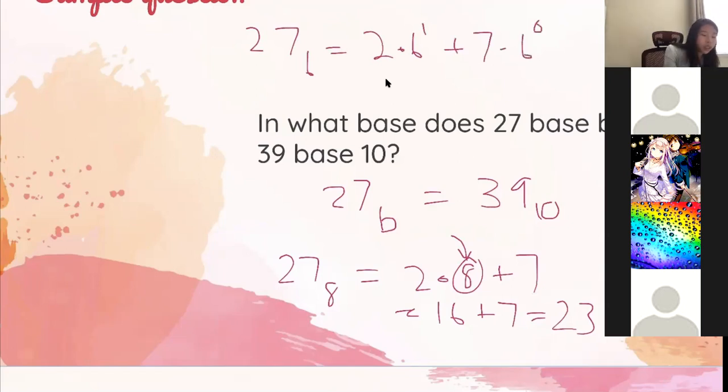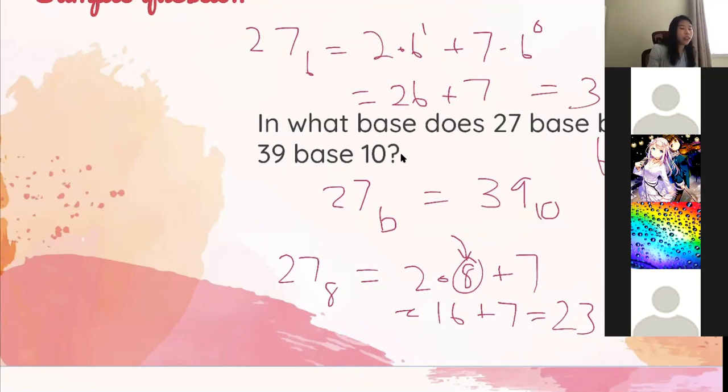Okay, so b to the 1 is just b, so this is 2b. B to the 0 is just 1, right? So 2b plus 7, and we need this to equal 39. Now when you solve the equation 2b plus 7 equals 39, the solution is b is 16, because 2 times 16, 32, plus 7 is 39.